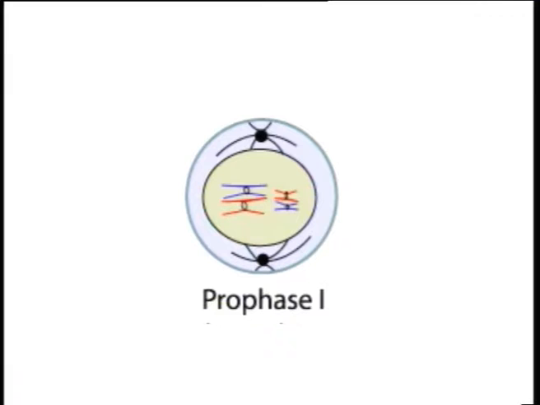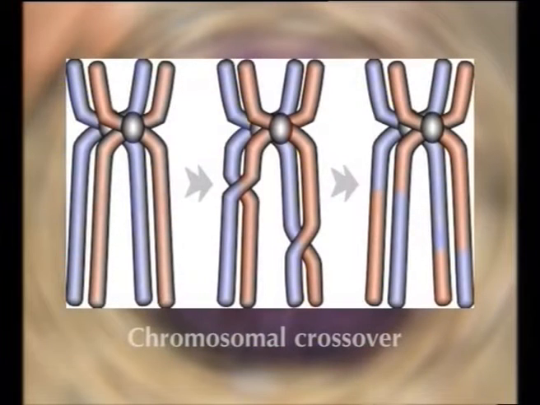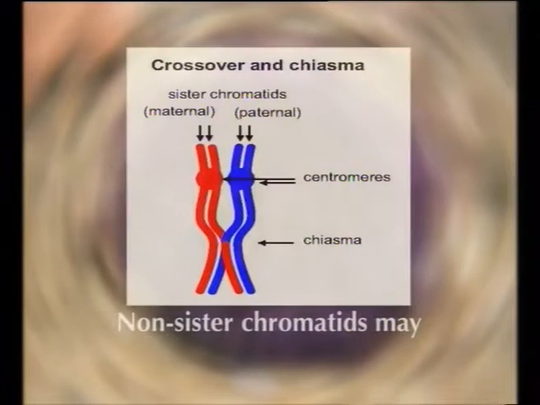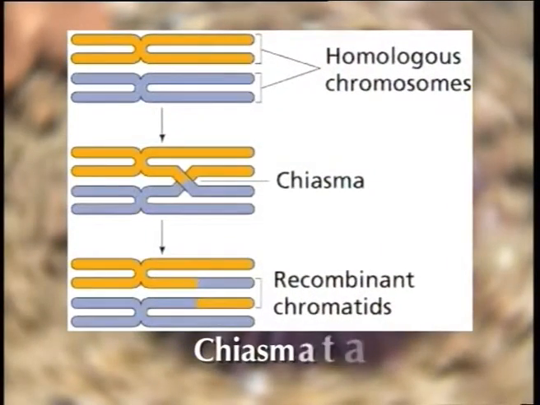Meiosis I can be further subdivided into the following phases. Prophase I. During Prophase I, DNA is exchanged between homologous chromosomes in a process called homologous recombination. This often results in chromosomal crossover. At this stage, non-sister chromatids may cross over at points called chiasmata.